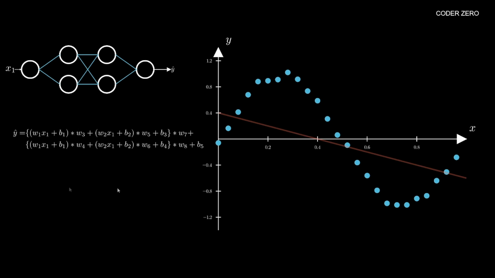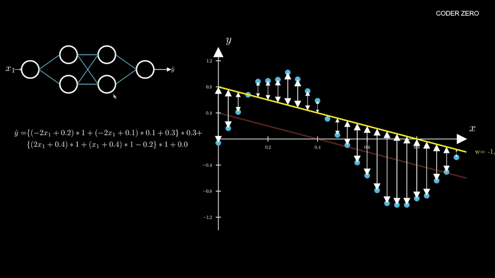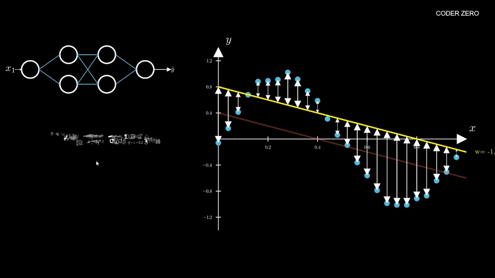Now let's take some values for these weights and biases of this network. When we take some values, the equation becomes this, and this is the output from this network. You can see this is also a straight line. So what happened here? It turns out when we simplify this equation, it will become the equation of a single neuron.